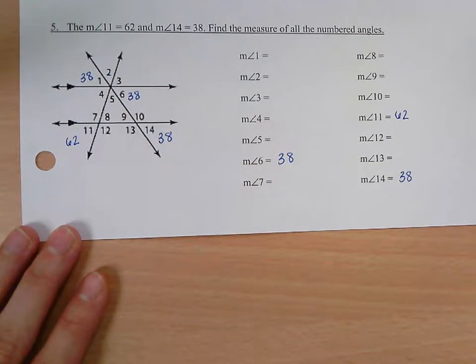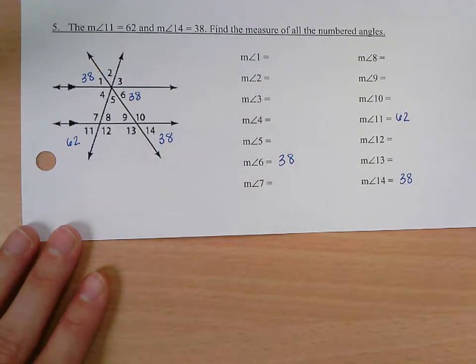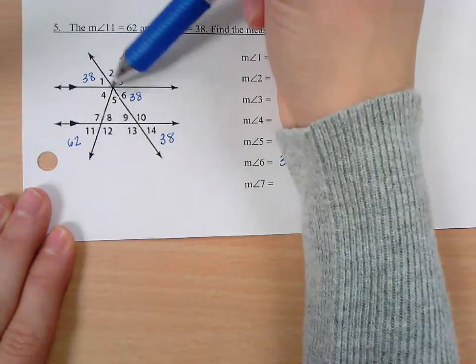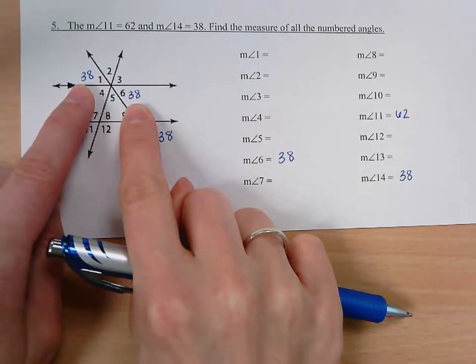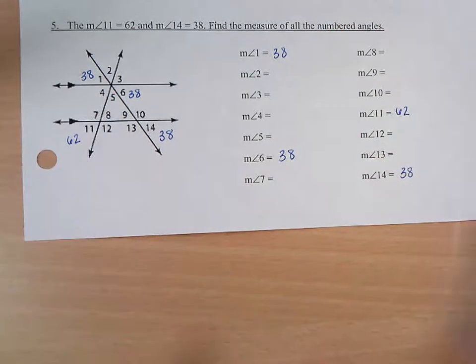Okay, I want to go back to 1. Why do we know 1 is 38? You're right, 1 is 38. It is a vertical angle. So this is not something we talked about on this sheet. We've talked about it before. If you take this line and this line, 1 and 6 are vertical angles. Vertical angles are always congruent, so 1 is also 38.